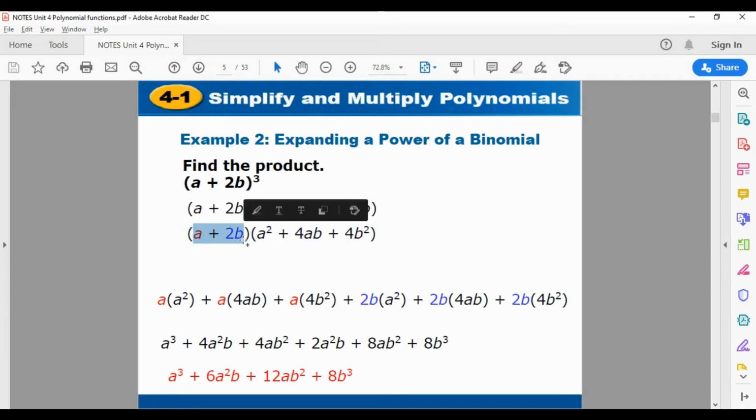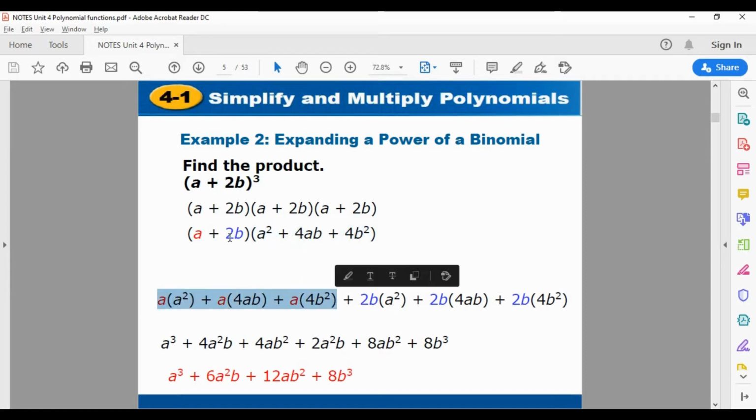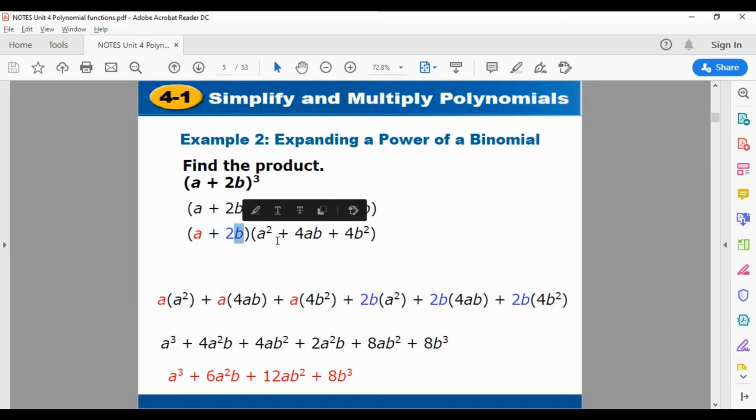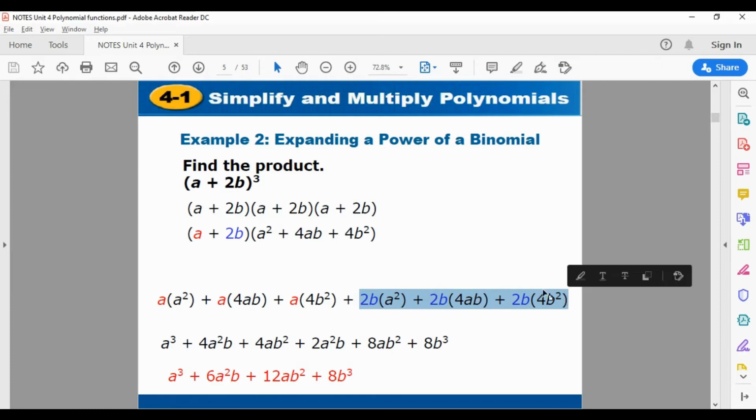So this was actually a two-step process, and you can see here multiplying the a across all three terms in this trinomial, which is represented here, and then multiplying the 2b across all three terms in the trinomial, which is represented here.